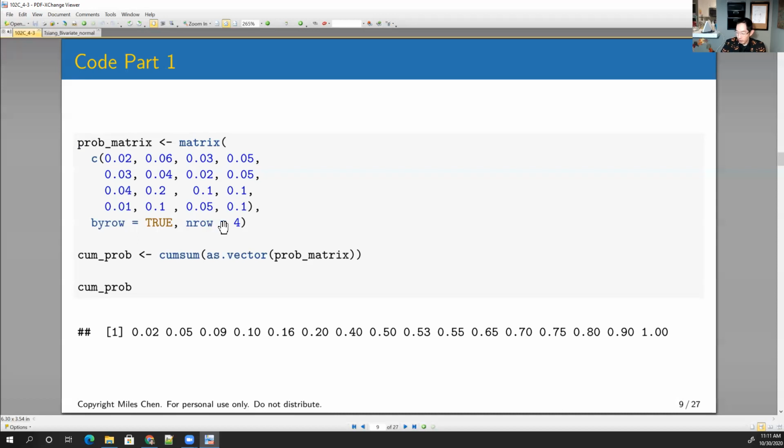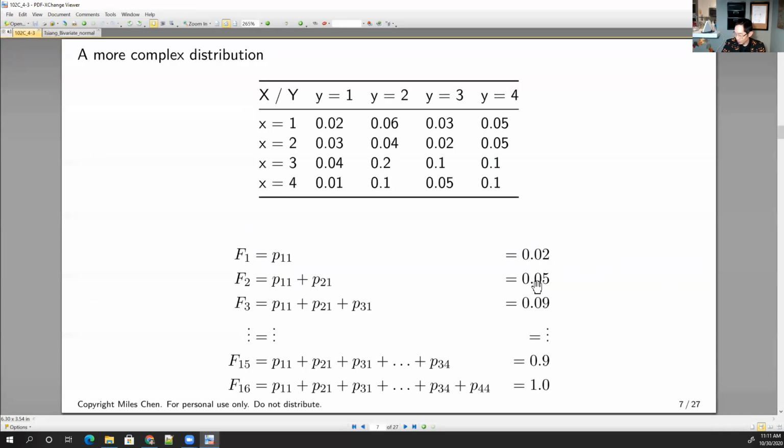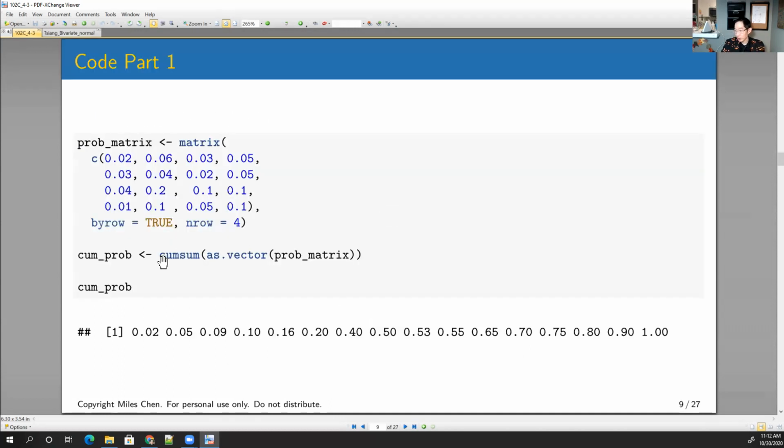Now R stores matrices as vectors, and so I can get all of these values here: 0.02, 0.05, 0.09. The next one will be 0.1, so on and so forth until I get 0.9 and 1.0. I can just take the matrix, treat it as a vector, and ask for the cumulative sum. And we see that we get the same values, right? If I go 0.02 and add 0.03, I get 0.05, and then the next value 0.09, and so on, 0.1, 0.16. And so we can get all the cumulative probabilities. I get a vector of cumulative probabilities here.